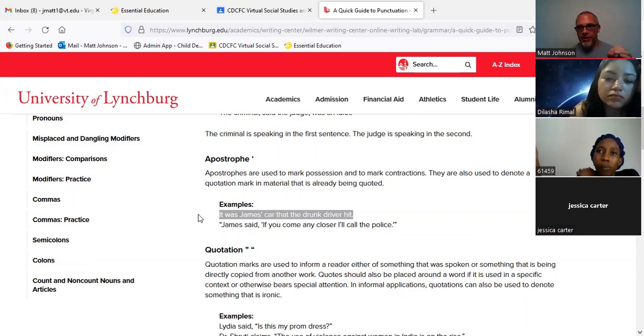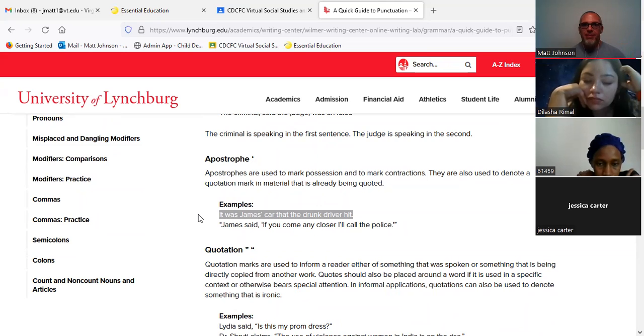Apostrophes when it comes to possession, right? So it doesn't matter if it ends in S. If it's a singular subject, if it's a singular noun, James, that's a singular noun, you add the S. It's still apostrophe S. So it should say it was James's, even as awkward as it may sound sometimes, it was James's car that the drunk driver hit. You only put the apostrophe if it is a plural that you're showing possession of.